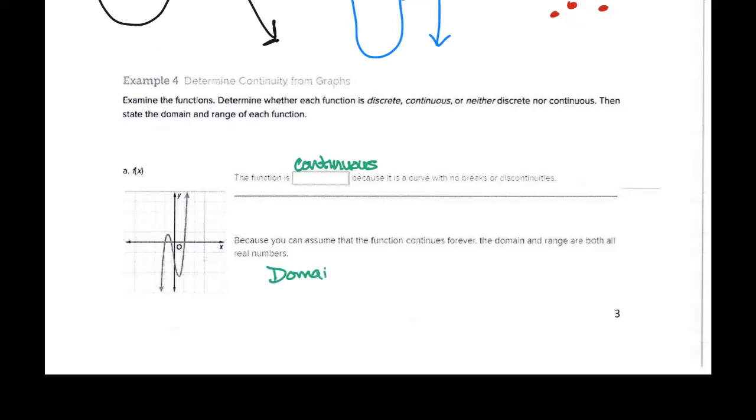The domain is all real numbers. As you go to the right or to the left, it's going to continue all the way to the right and the left. The range, how far up and how far down, you've got arrows going all the way to the top, all the way to the bottom.